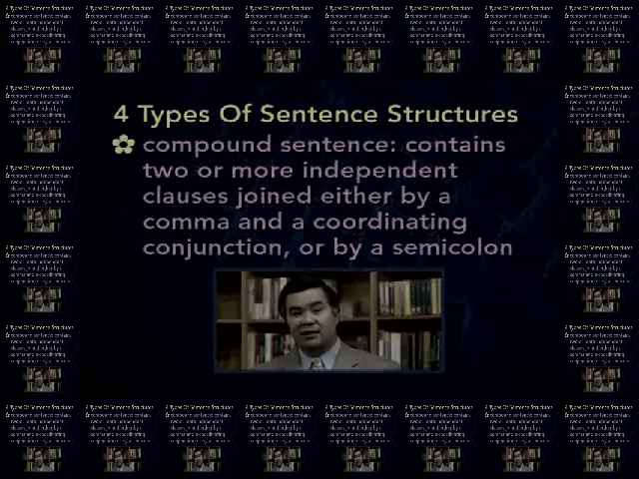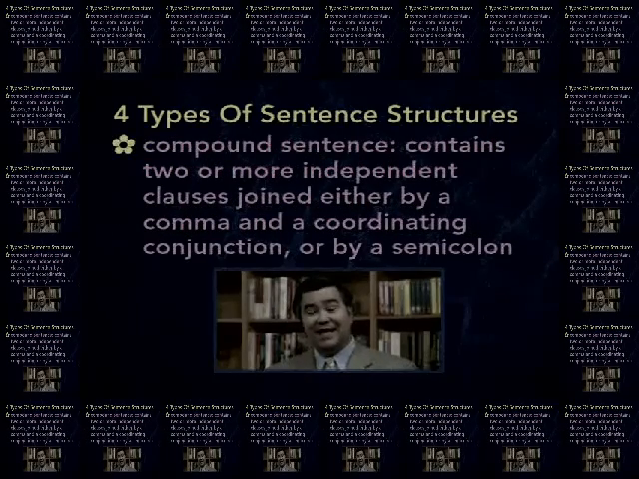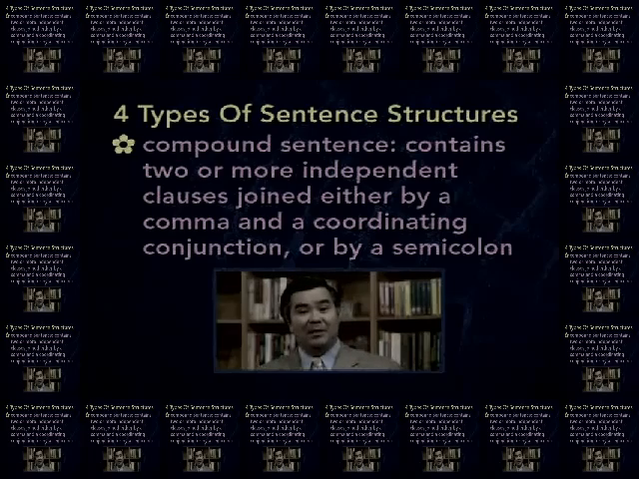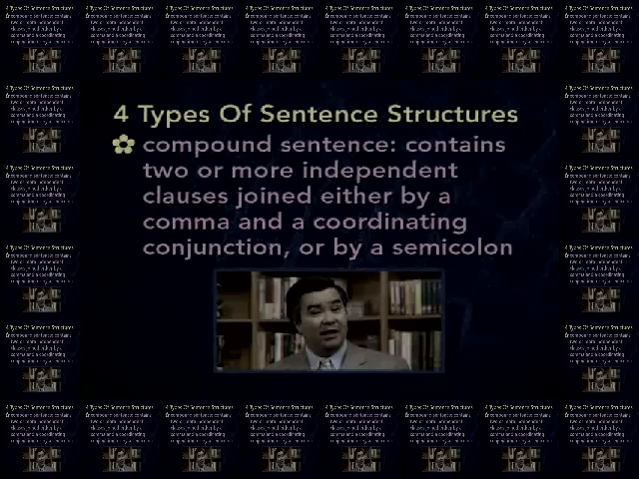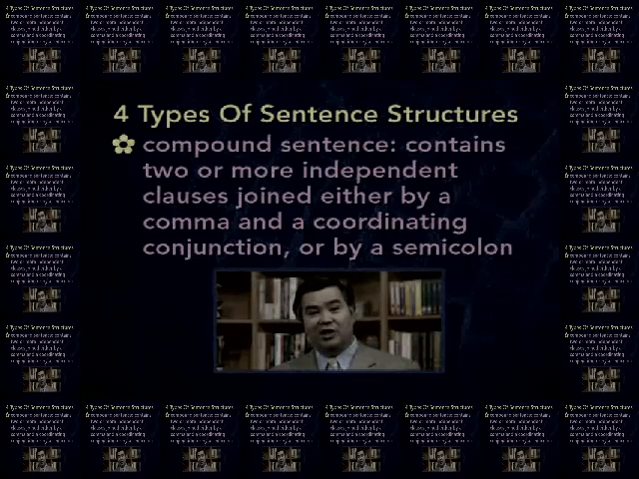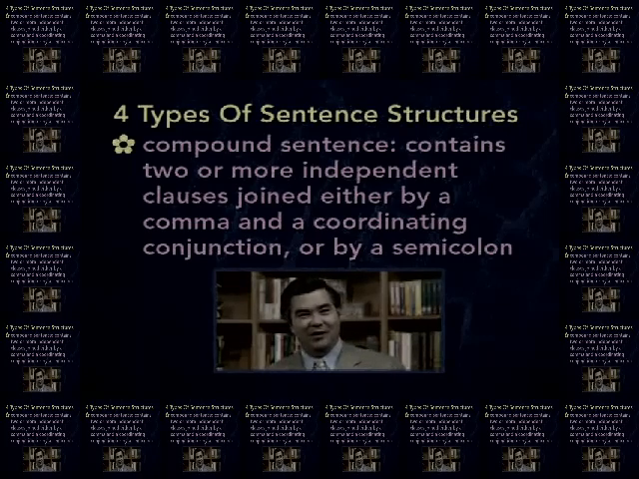By contrast, a compound sentence contains 2 or more independent clauses, which are joined either by a comma and a coordinating conjunction or a semicolon.